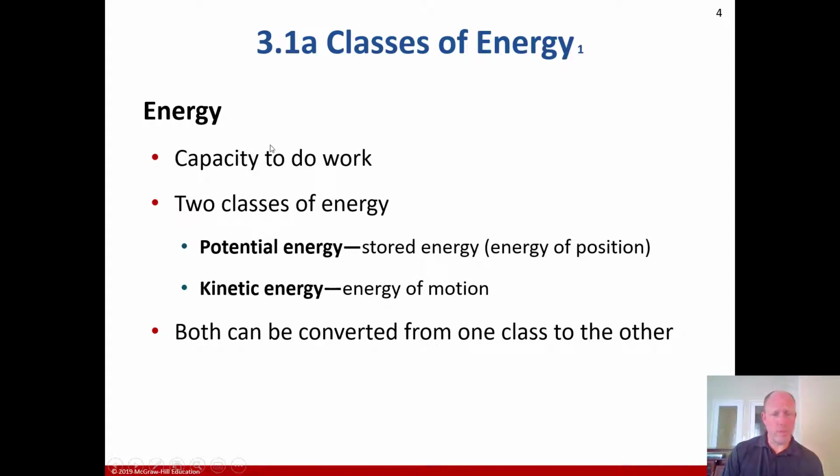So energy is simply the capacity to do work. Right? There are two classes, potential and kinetic. Potential is stored energy, energy of position. Typically, we find this a lot in chemical bonds, generally speaking, between atoms or in bonds within molecular compounds. That said, once it's in motion, once, like, an electron is released and it's in motion, that would then be kinetic energy. Kinetic energy is the energy of motion, anything that's moving. Both can be converted from one class to the other.